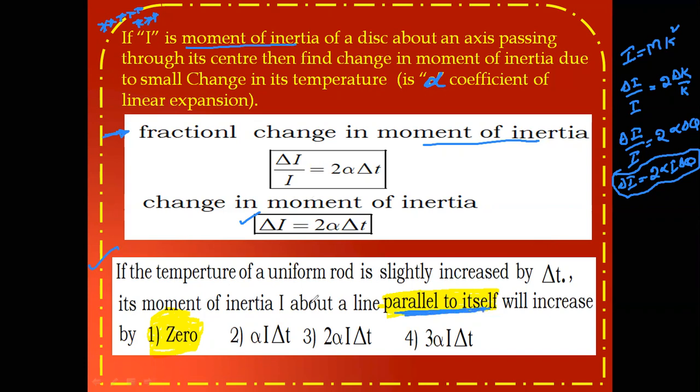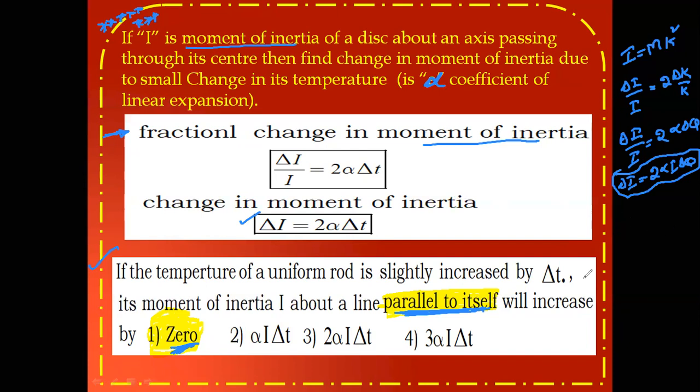If it is parallel to itself, then in this case, the moment of inertia increases by 0. Parallel to itself means its moment of inertia increases by 0. Sir, why is it 0? Those are all the things you can learn in the moment of inertia chart.